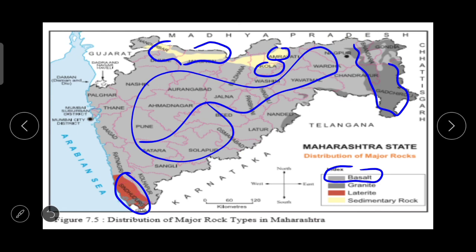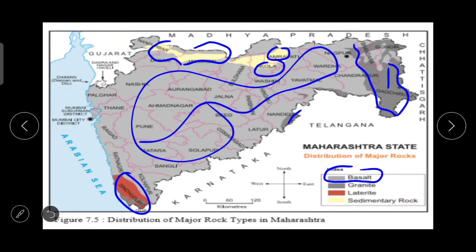And granite rock, this one, here in Gadchiroli and in some part of Nanded, granite, which is found in the eastern parts and in South Konkan. Then the laterite, which is found in South Konkan, particularly in the district of Sindhudurg. Because of thick and extensive layers of basalt, Maharashtra does not have large reserves of mineral wealth, and therefore mining activity is concentrated in South Konkan and in eastern Maharashtra.